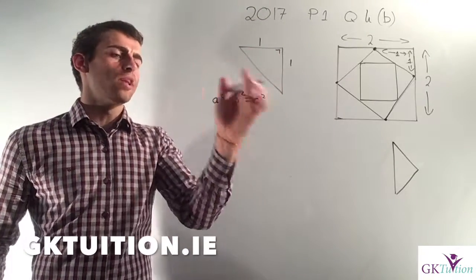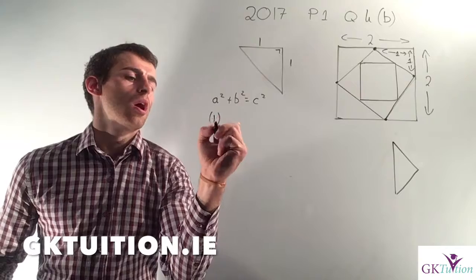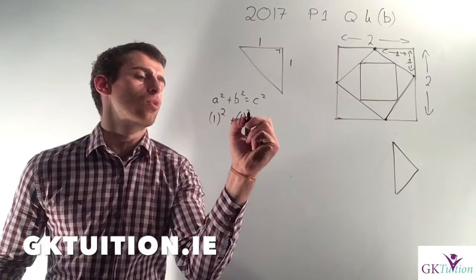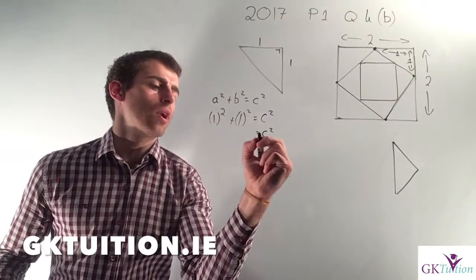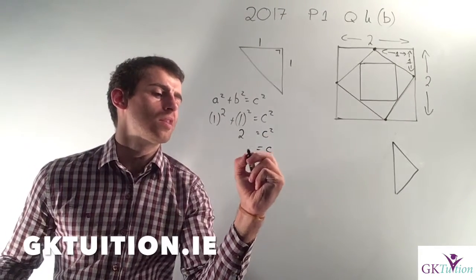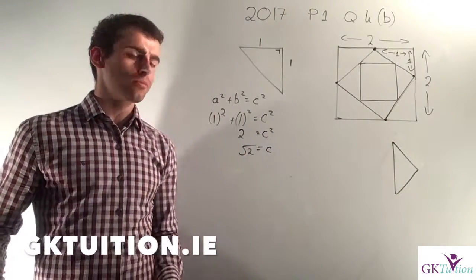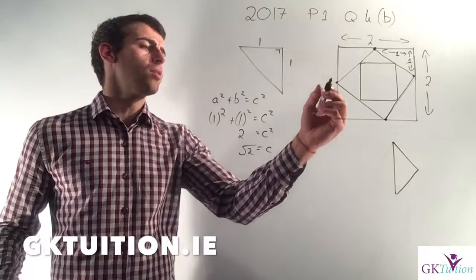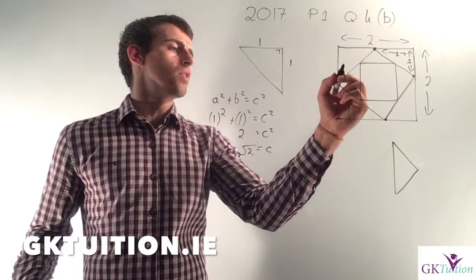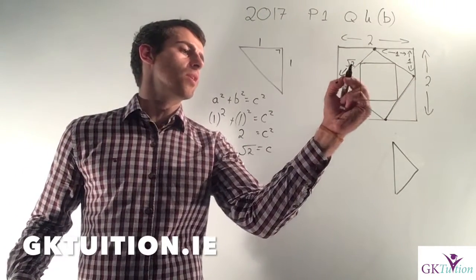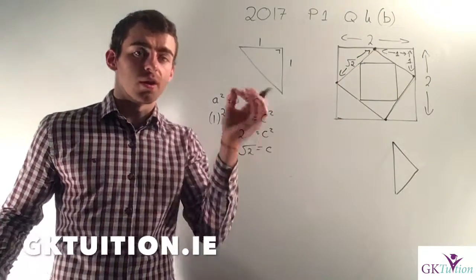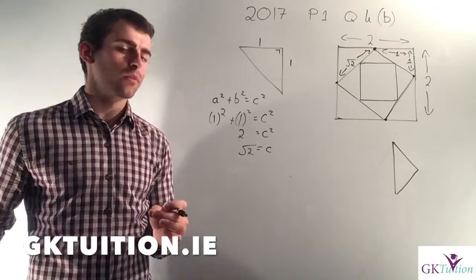So if I substitute in, I'll be able to get my hypotenuse. I can just say that 1 squared plus 1 squared is equal to c squared. So in this case, my c squared would be 2, which means c is the square root of 2. In other words, I know that the length of one side of the middle square is the square root of 2. Remember, if it's a square, all the sides are exactly the same.